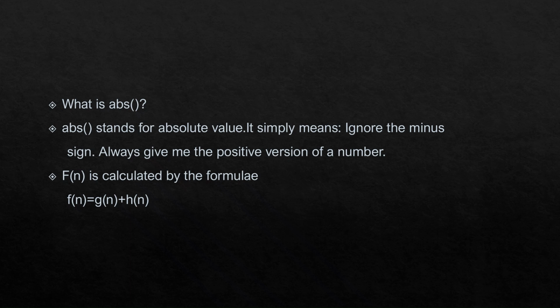And then we have the last of the trinity, F(n), and it's calculated by the formula F(n) equals G(n) plus H(n). F means the full cost of a path through a node. So I'll be talking about this much more deeply, and I'll have more videos about this algorithm. If you want to know more about the algorithm, wait for more videos that I have for you.